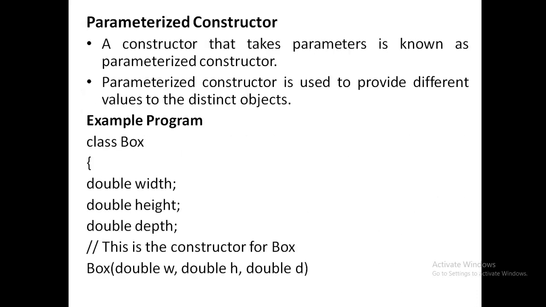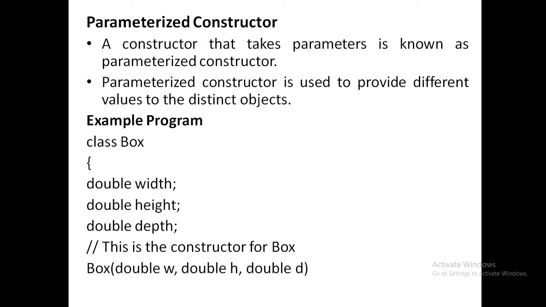Parameterized constructor. A constructor that takes parameters is known as a parameterized constructor. It is used to provide different values to different objects. So while different objects are calling the same function, different arguments are passed and different values can be obtained. Here the same program is modified, and Box is the class that is created.